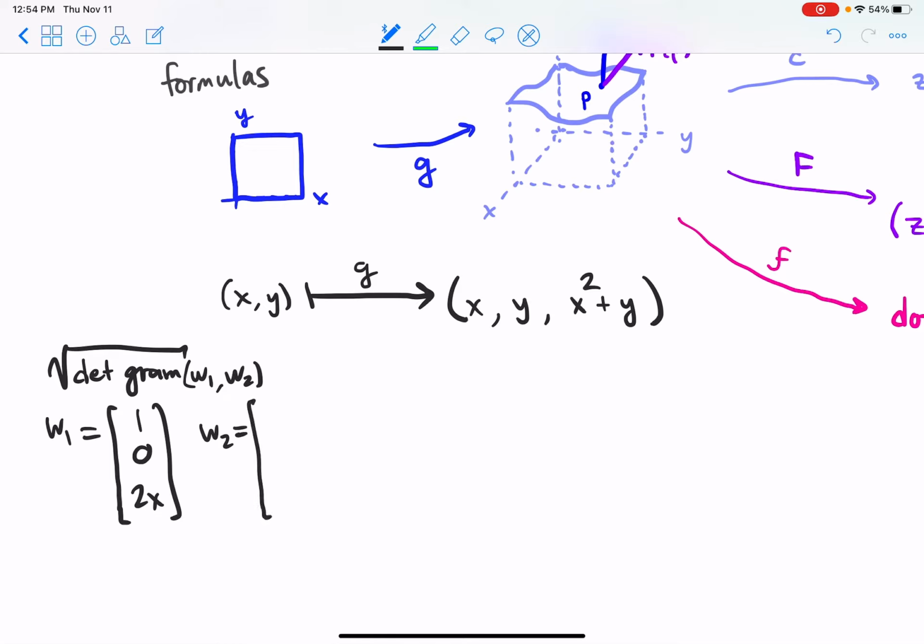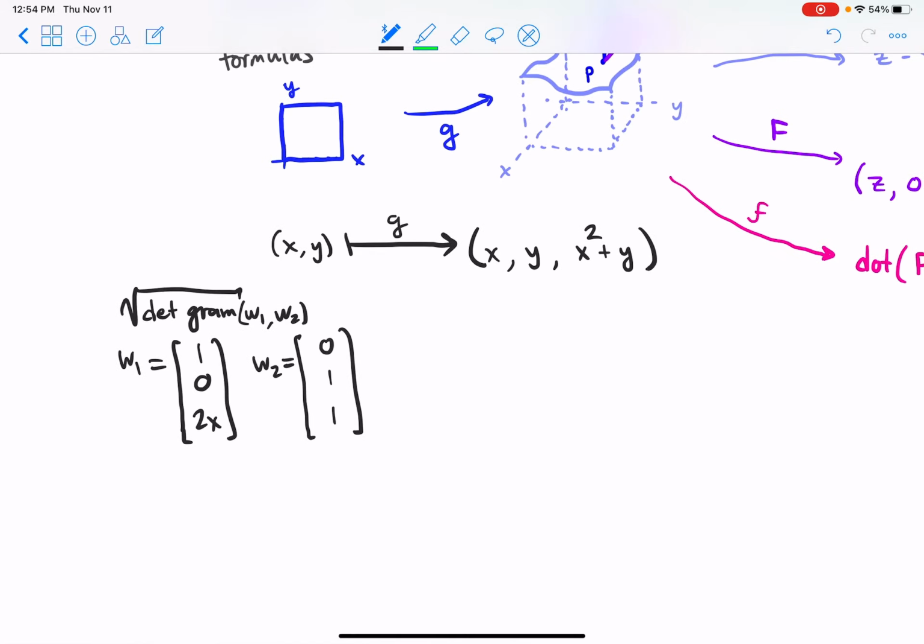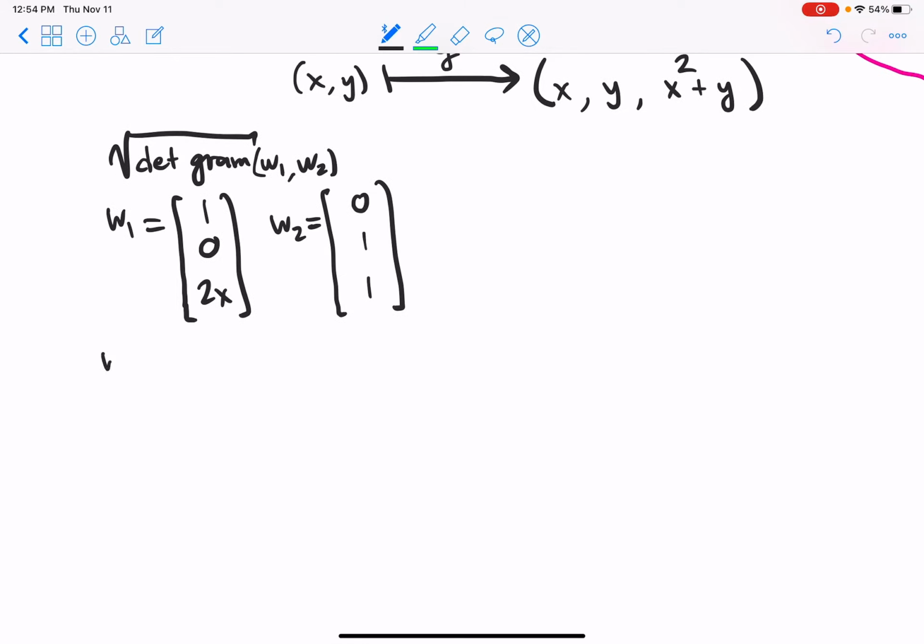W2 will be what vector? Y derivative, y derivative, y derivative. I hope you agree with my derivatives. Okay, well, that's not too bad. I can take some dot products now.